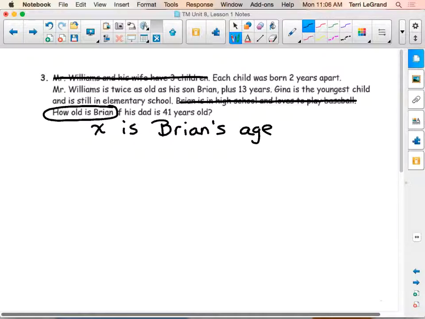Ikea? His dad was 41 years old. Keep it or get rid of it? Keep it. His dad is 41 years old. Ikea says that's important. I think I agree. Sierra? Mr. Williams is twice as old as his son Brian, plus 13 years old. Okay, so is that important or get rid of it? Important. Mr. Williams is twice as old as his son Brian plus 13 years. Remember, Mr. Williams is who? His dad. Okay.